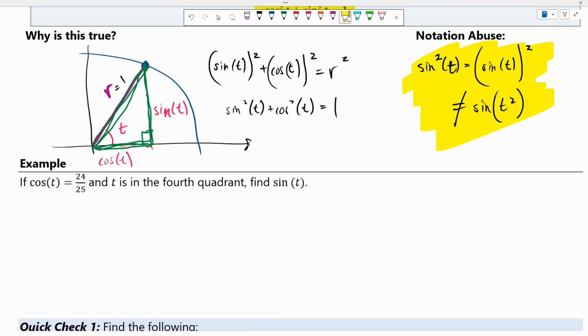Use your parentheses wherever you think you need them. Okay? All right.